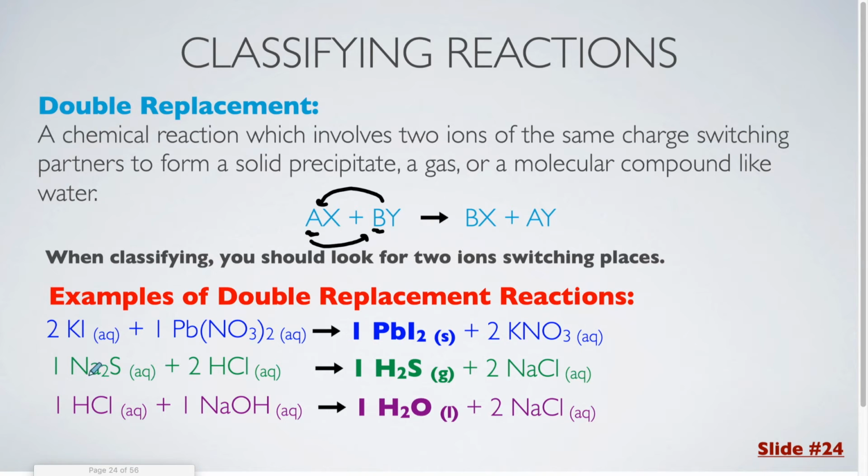In this example, we have sodium and hydrogen that are going to switch places. Hydrogen is now bonding to sulfur, which is going to produce a gas, so that's why this is a double replacement. And then here we have hydrogen and sodium switching places. We make a molecular substance like water.